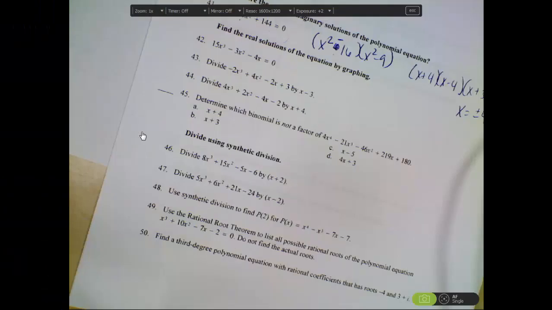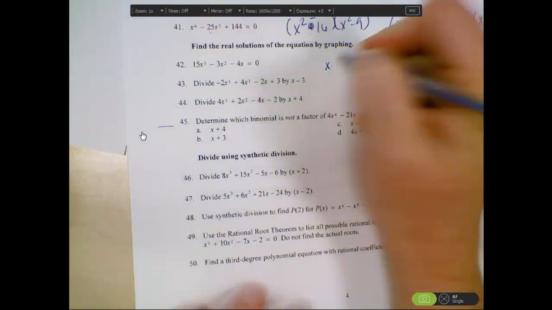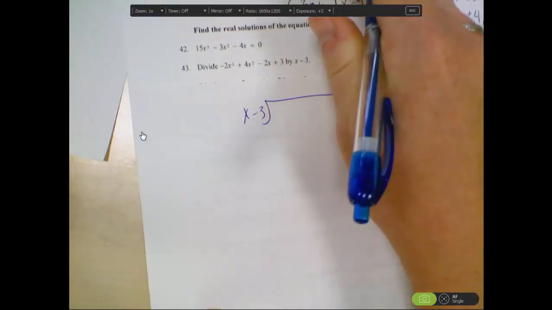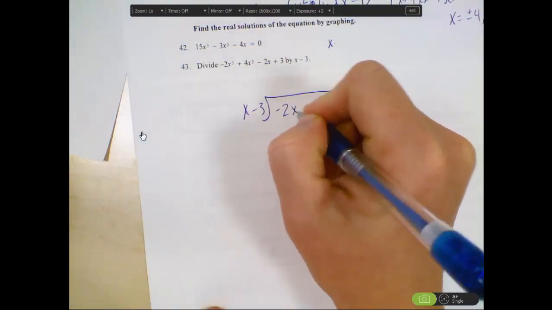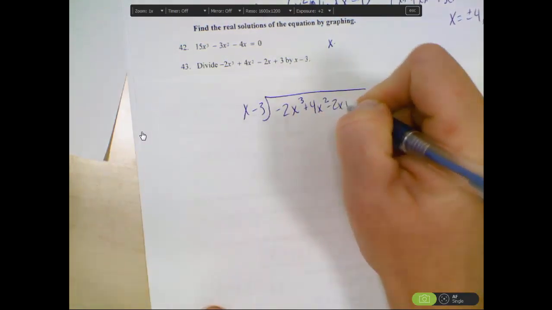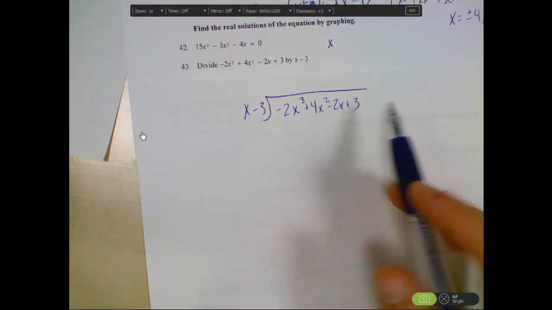Okay, let's move on to the long division of polynomials, number 43. I'm going to do it on a separate sheet of paper. I'm going to divide x minus 3 into negative 2x cubed plus 4x squared minus 2x plus 3. Keep in mind I would have needed a 0 if any of these had been missing.